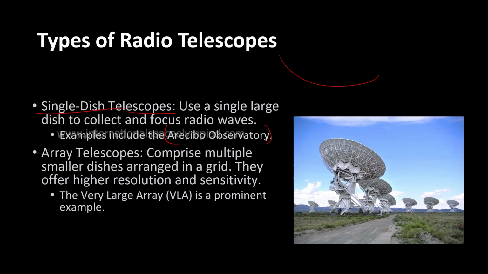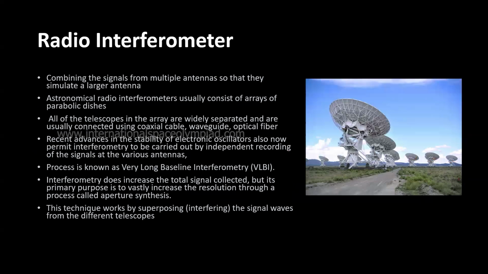And there is another arrangement where, instead of making a big dish, they make small radio telescopes like this, and they are arranged in a specific pattern so that they act as a single telescope. The effect of a single telescope can be synthesized here. I will explain about that in the next slide. It is called radio interferometry.